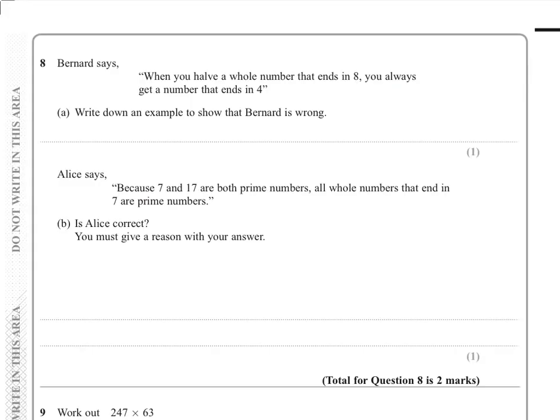Question 8. When you have a whole number that ends in 8, you always get a number that ends in 4. And you have to write down an example to show that this is wrong. Well, if you took the number 8 and you halved it, you would indeed get 4. If you took a number, say like 28, and you halved it, you would get 14. If you took 48 and you halved it, you would get 24. So it seems that whatever number you choose, if you halve it, it will end in 4.